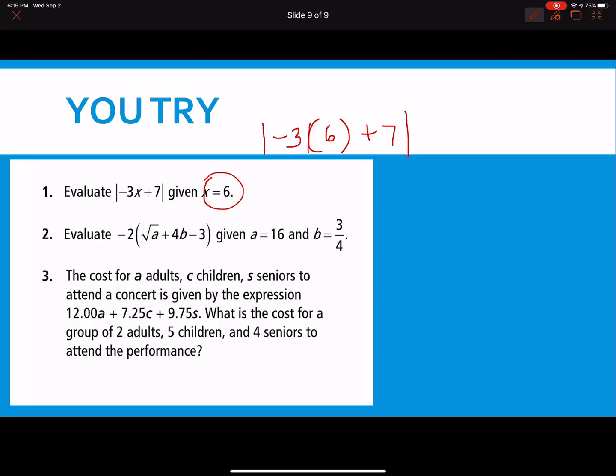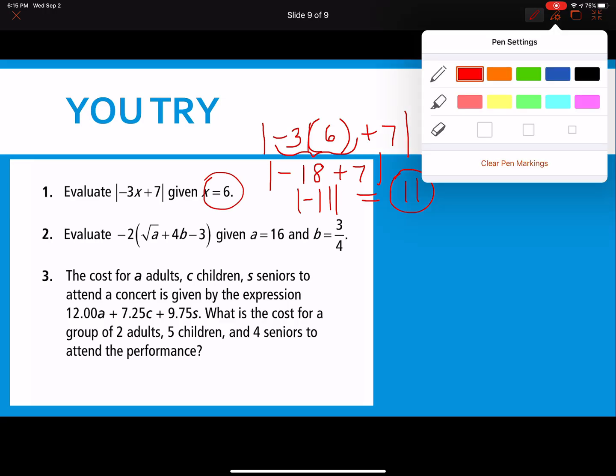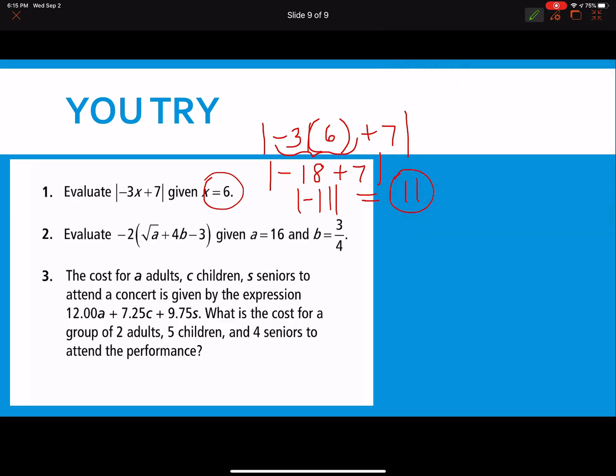my absolute value line. And I'm going to complete the order of operations within those grouping symbols or absolute value lines. -3 times 6 gives me -18 plus 7. Absolute value lines, -11. And the absolute value of -11 is +11 because -11 is 11 units from 0. I cannot have an absolute value as my final answer. I must simplify it.